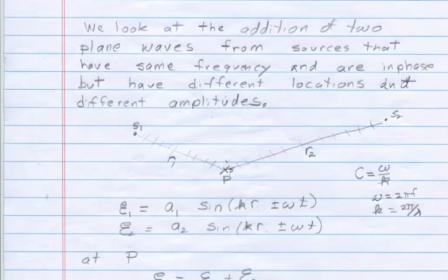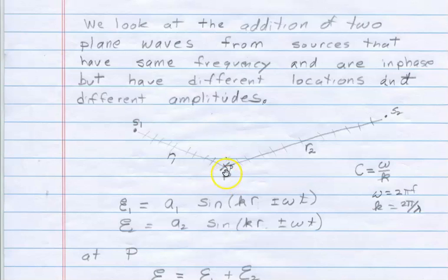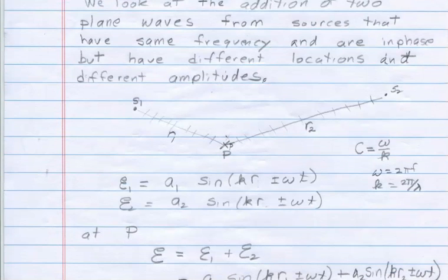At P, I've got some sort of detector. If these were sound waves, it might be my ear. For light waves, it might be a photoresistor or something to detect the incident light. But what I know is that by the time I'm at point P, I have to superimpose these two waves, and they will just simply add together. But we have to be careful how we do that.